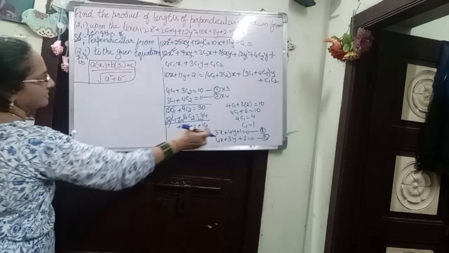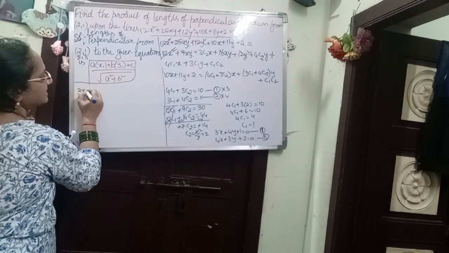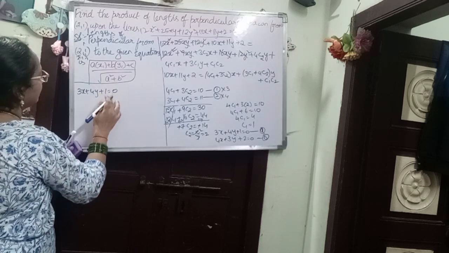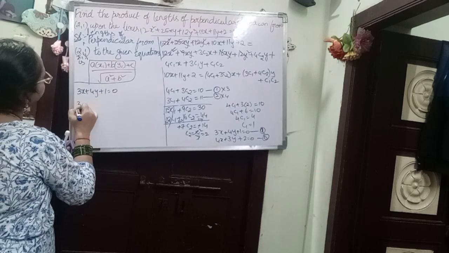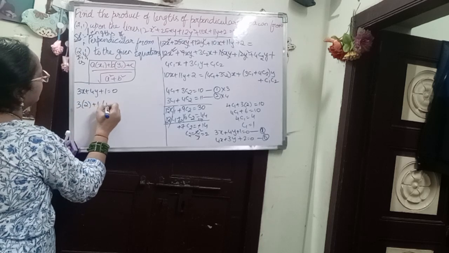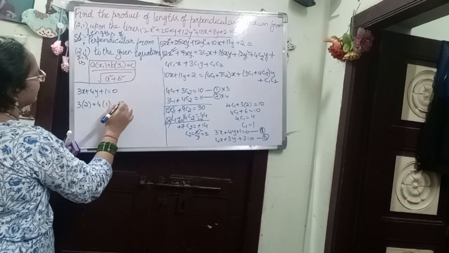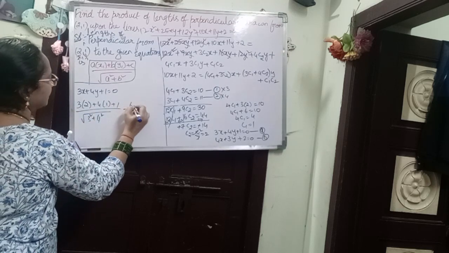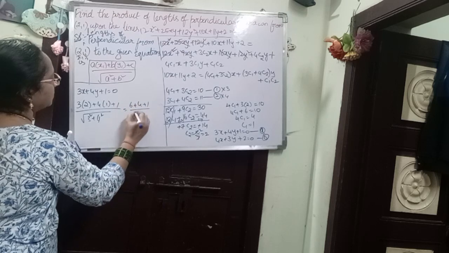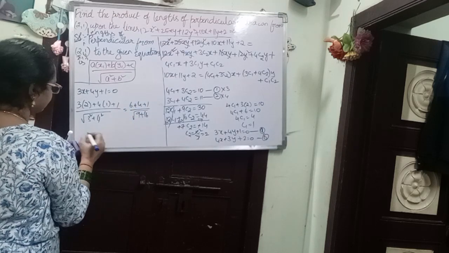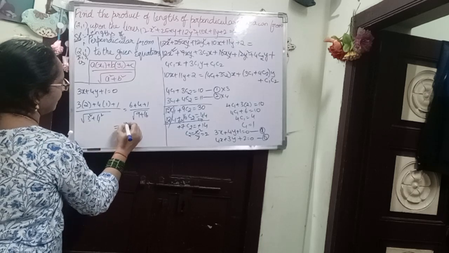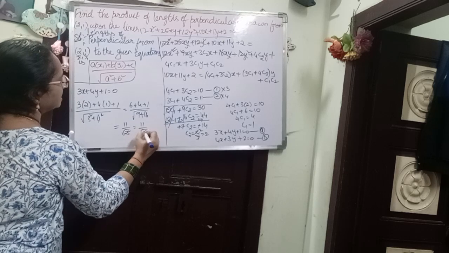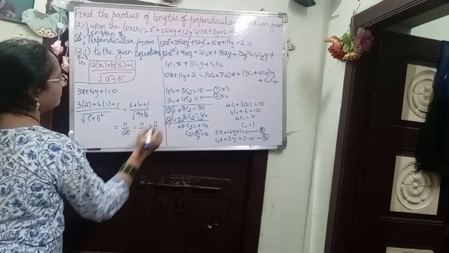Now substitute. First take the equation 3x plus 4y plus 1 equals 0. Substitute 3 into 2 plus 4 into 1 plus 1 by root of 3 square plus 4 square, which equals 6 plus 4 plus 1 by root 9 plus 16, that equals 11 by root 25, which equals 11 by root 5 square. The square root cancels, you will get 11 by 5.